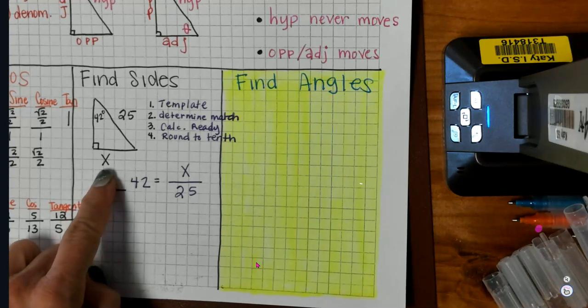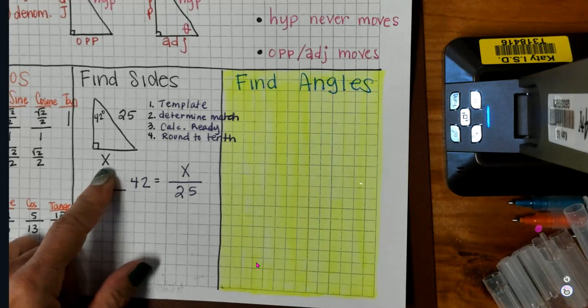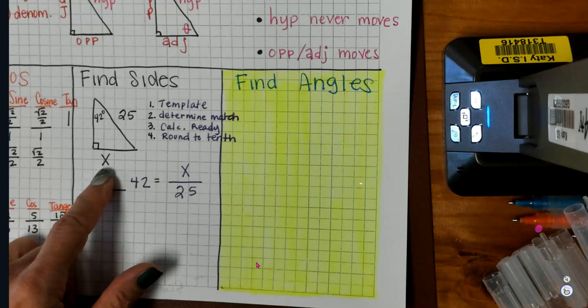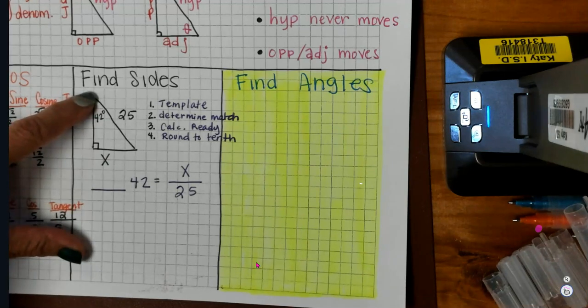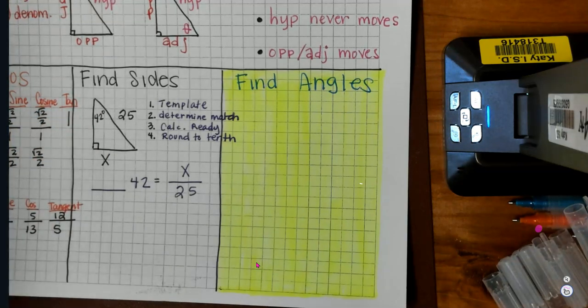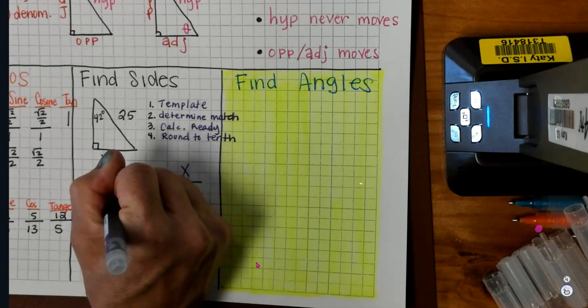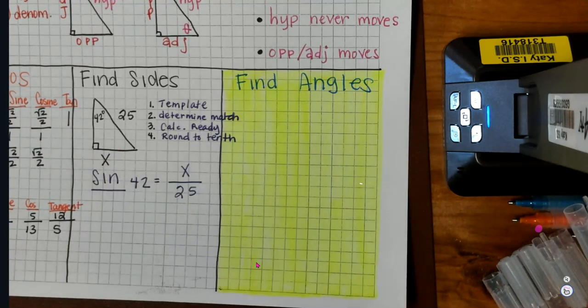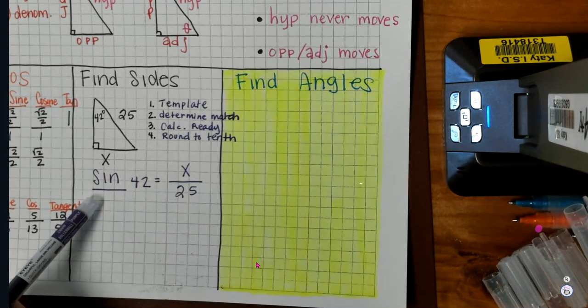Step 2 is to determine the match. So is x adjacent or opposite of 42 degrees? So 42 degrees is up here, and if we look in the opposite direction, it is opposite. So opposite over hypotenuse, is that sine, cosine, or tangent? Opposite over hypotenuse. It's sine. Step 2, done. You determined your match. That's why you draw a blank right there.